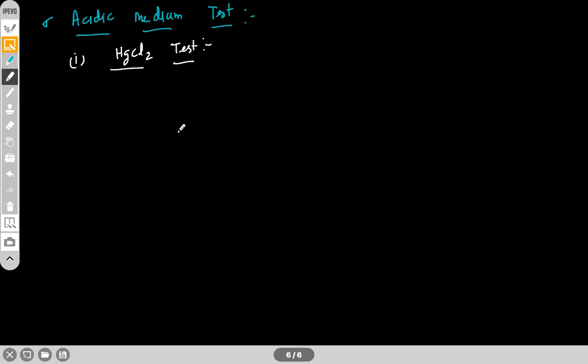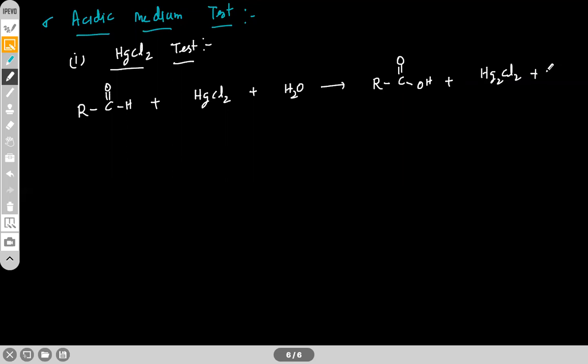Okay, the reaction you see, we have an aldehyde, RCHO, which reacts with HgCl2 and H2O, and this converts into RCOOH plus Hg2Cl2 plus 2HCl. The color of this is white.